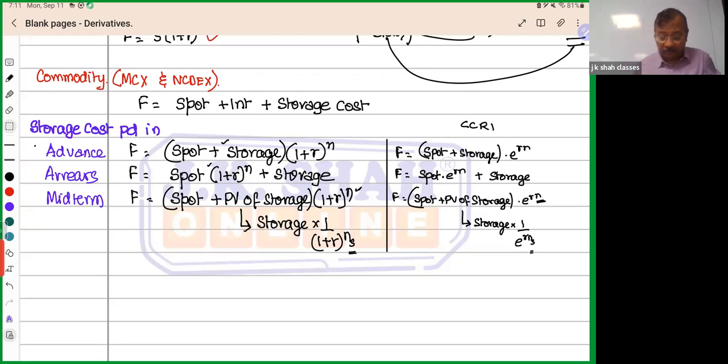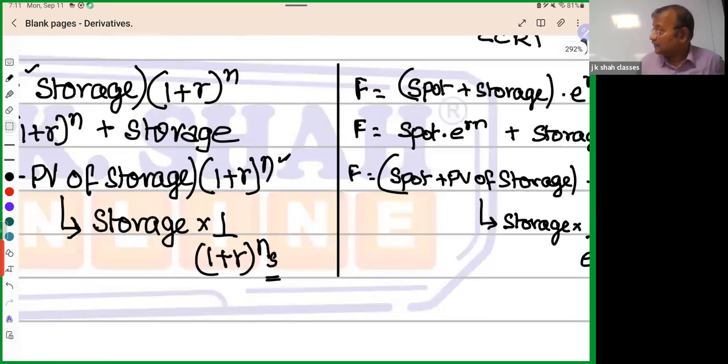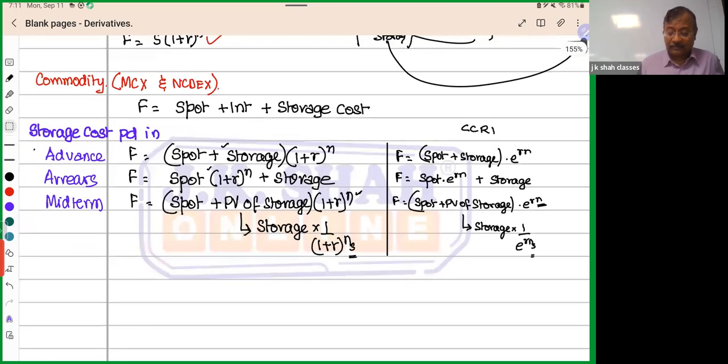Which one? Last one? This one? This is n_S. So if the storage is being paid after 2 months, but you are valuing the future for 3 months, then the storage will have to be discounted with 2 months. So that is n_S. And for calculating the future price, you'll have to calculate for 3 months. That's n.